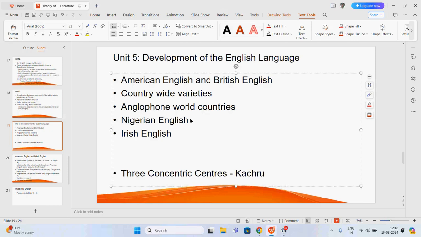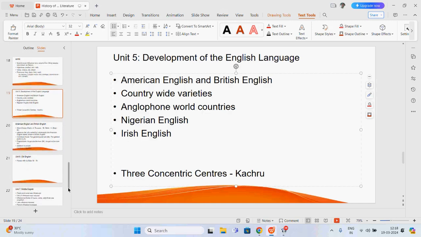In this chapter, there is a reference to the 3 concentric circles as proposed by Kachru. We will take it up in the course on the structure of modern English. So more details on the 3 concentric circles, the inner circle, the outer circle, the expanding circle, will be discussed in our later classes.